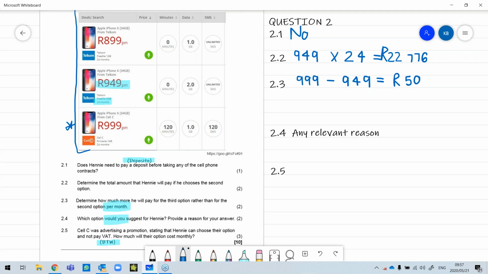If you say, for example, option 1, because option 1 is the cheapest, or you can say option 2 because it is not the cheapest, but you get a little bit more data. So any option will be considered correct as long as you can motivate it correctly. And that is why it is important for you to focus on the reason that you provide.